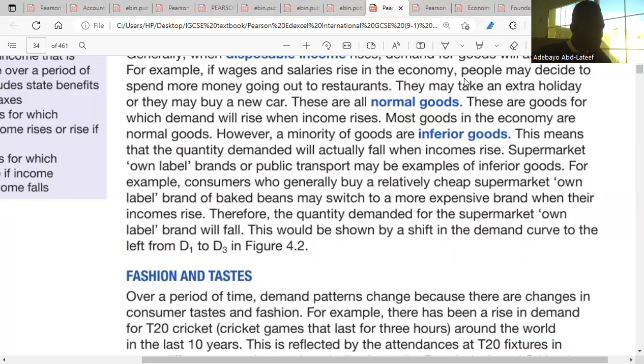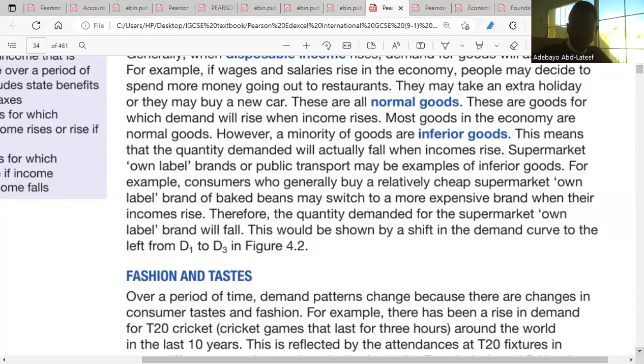Normal goods are goods whose demand increases when the income level increases. Inferior goods are goods whose demand falls when the level of income rises. Do you get it here? When the level of income rises, the demand for inferior goods will fall. When the income level rises, the demand for normal goods will rise, shifting the demand curve rightward for normal goods and leftward for inferior goods. That is when the income level rises. Is it clear? Yeah. So we go to fashion and taste.